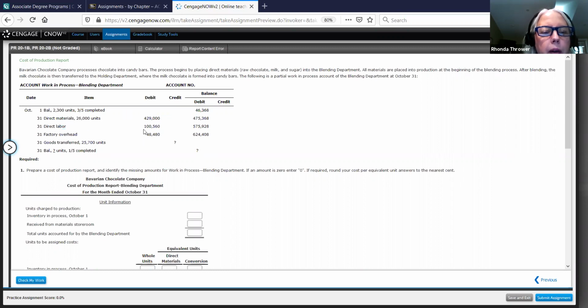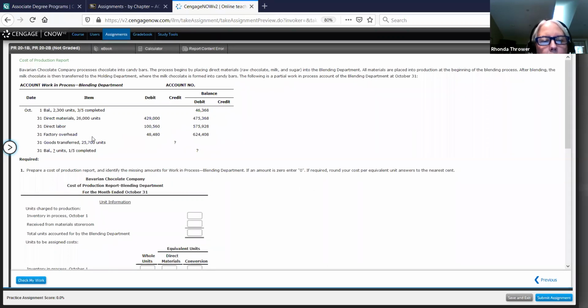You also have some direct labor that has been added during this month, or you've had some people working on the units to finish the beginning inventory units and to at least work on the 26,000 units that you started during this period of time. They're actually working to convert those units in this process. So we had some labor that we added to it.